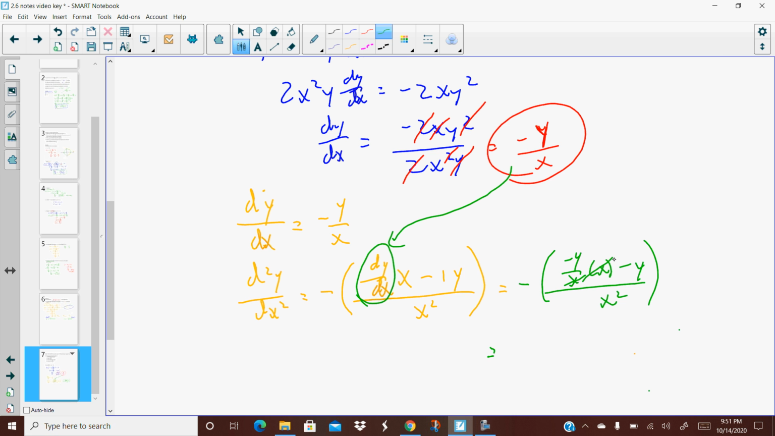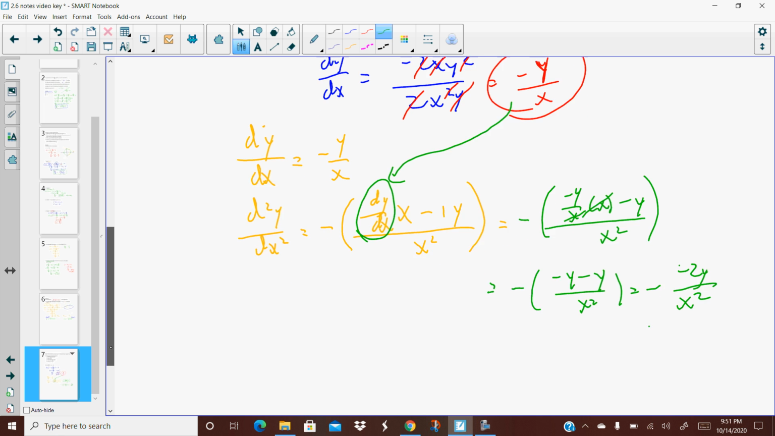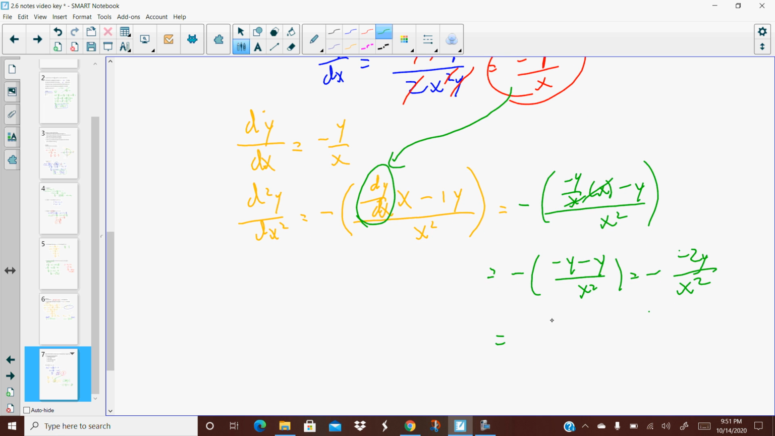x times the negative y over x here is going to get rid of that. So I'm going to get negative of negative y minus y over x squared, which is the same thing as the negative of negative 2y over x squared. And the negative is going to cancel itself out, leaving us with 2y over x squared. That is the second derivative implicitly.